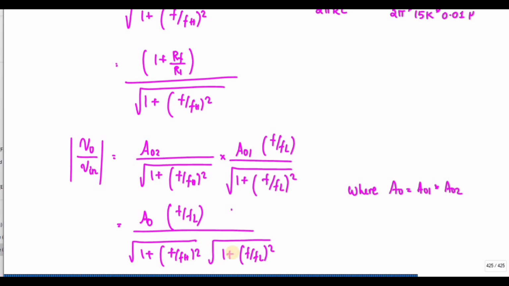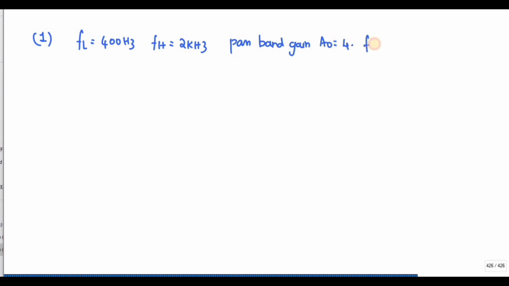Let us now discuss one problem based on these values. They are asked to design the wideband bandpass filter, and they have given the value of FL equal to 400 hertz and FH equal to 2 kilohertz. The passband gain, that is A naught, is equal to 4. They are asked to find the value of Q.